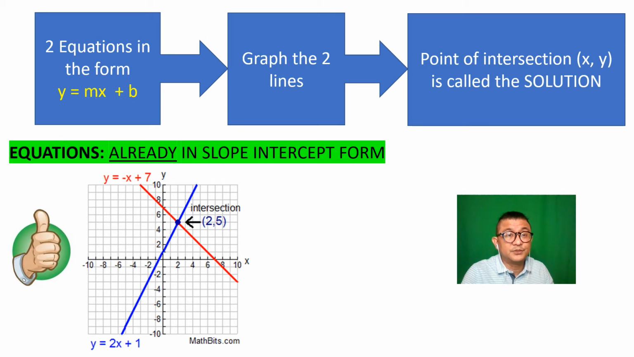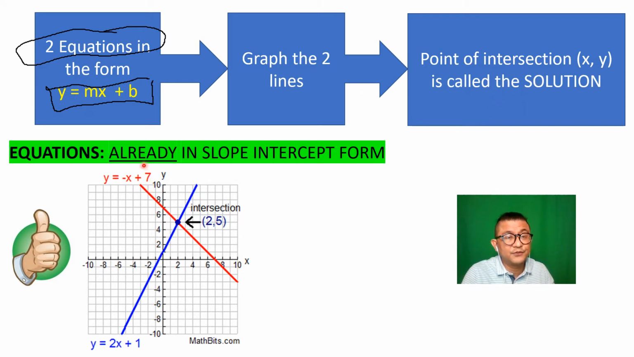So in the previous lesson, we had two equations, right? And they're already in the form y is equal to mx plus b. And what did we do? We simply graph the two lines. And then whatever is the point of intersection, the xy, that is called the solution.